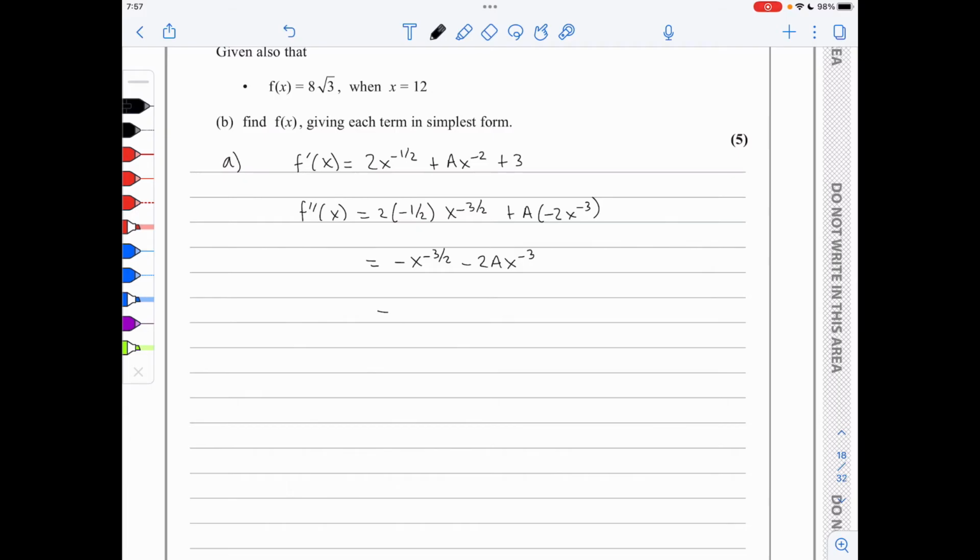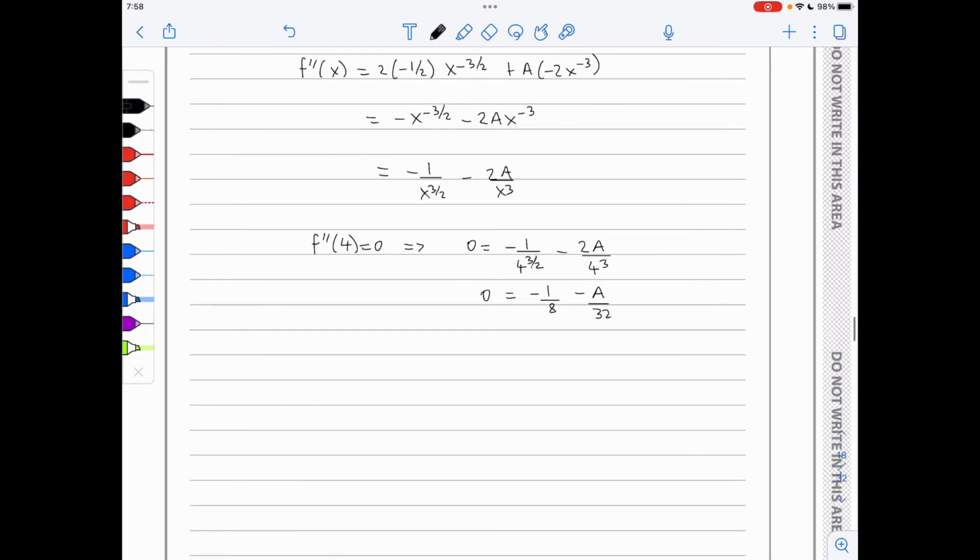It makes sense to write this as minus 1 over x to the 3 over 2 minus 2a over x cubed. And we can then proceed with the fact that f double dash of 4 is 0, which leads to 0 is minus 1 over 4 to the 3 over 2 minus 2a over 4 cubed. And therefore 0 is minus 1 over 8 minus a over 32, which leads to a over 32 is equal to minus 1 over 8. And we can cross multiply to get that a is minus 4.